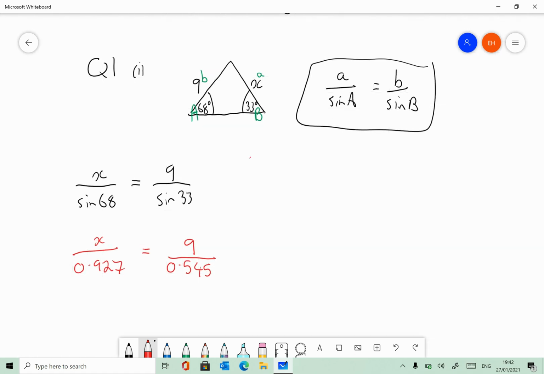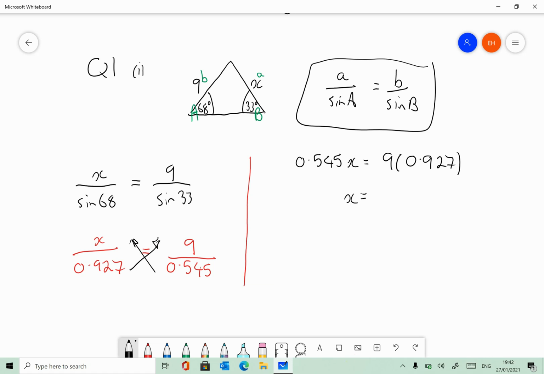Right, and then I might just move over to the right hand side. I'm allowed to cross multiply, so I can cross multiply this way. So I go 0.545x equals 9 times 0.927. So x by itself must equal 0.9. Do you know what? Again, I'm probably doing it a way that you guys wouldn't do it, so let's stick with the way I think you guys will probably tackle that.